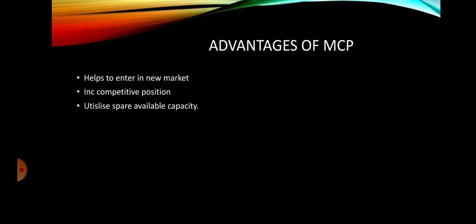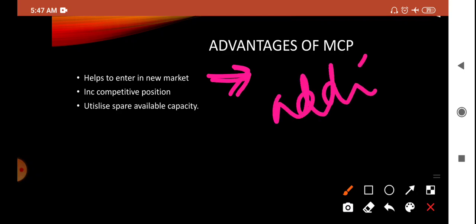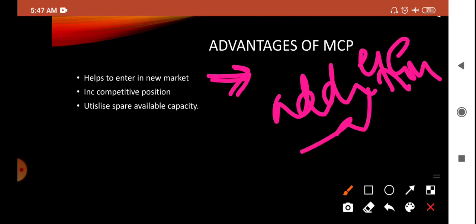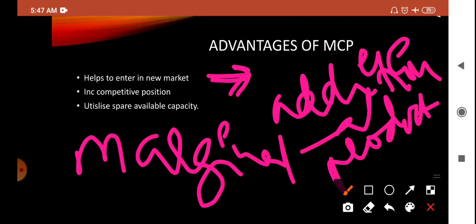Let's see the advantages of marginal cost pricing. First one is it helps a business to enter into the market easily. How does it help? It helps in covering the cost of additional product. Variable cost here means whatever additional units you are producing. Marginal means additional product.